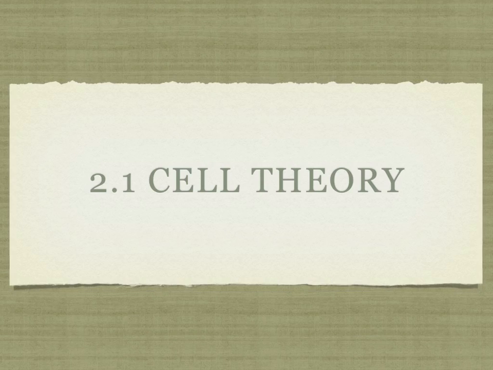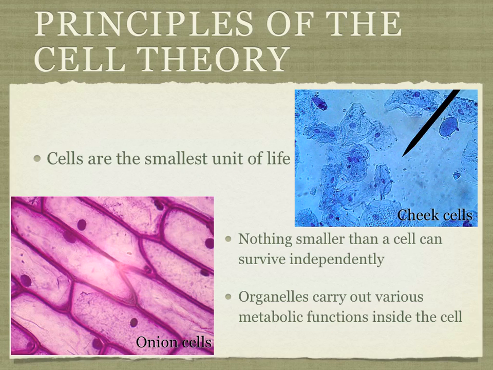Okay, so this topic 2.1, the cell theory, is the first topic of Unit 2, cells. To begin talking about the cell theory, we have to talk about the principles of the cell theory. The first of these principles is that cells are the smallest unit of life.